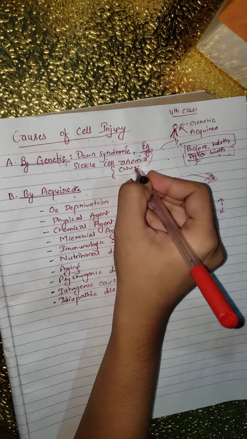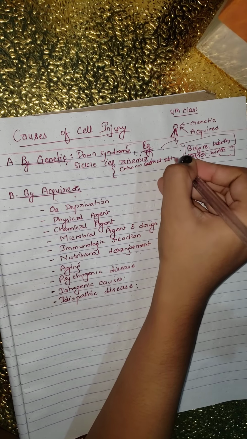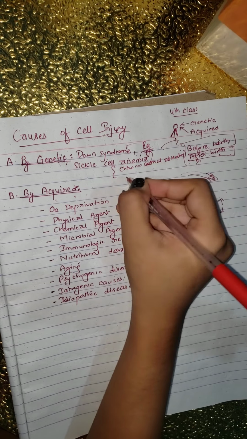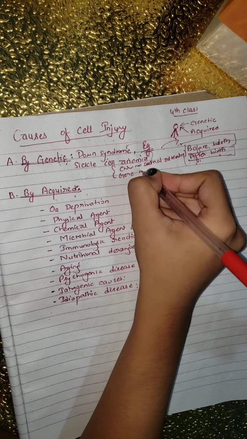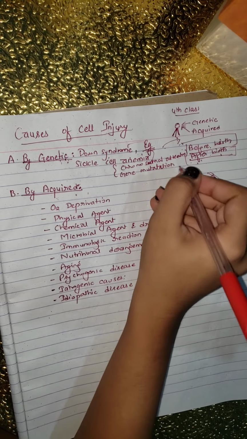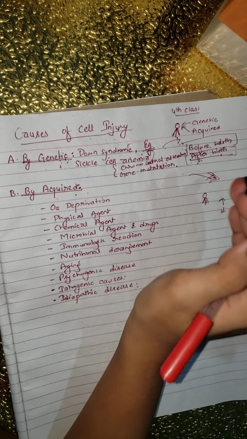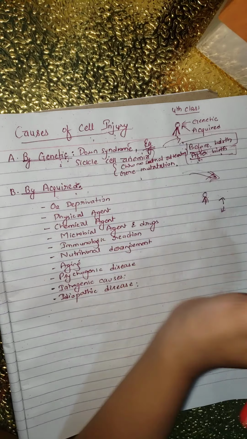Chromosomal alteration and gene mutation. This kind of thing happens and it will cause injury to our cells. So genetically, these kinds of diseases happen, and they cause injury to the cell.